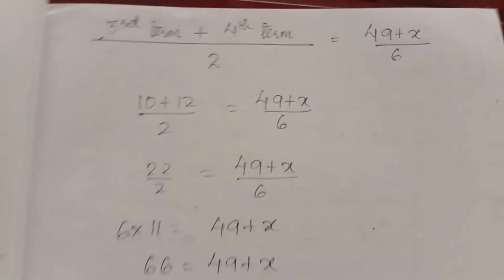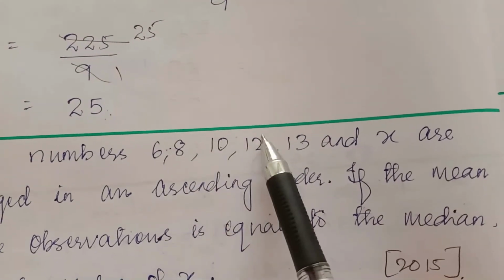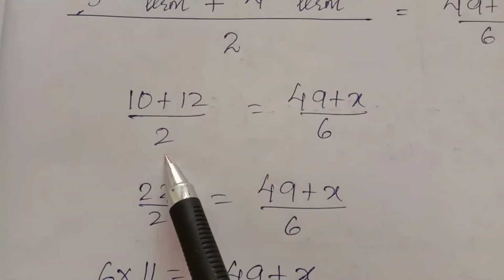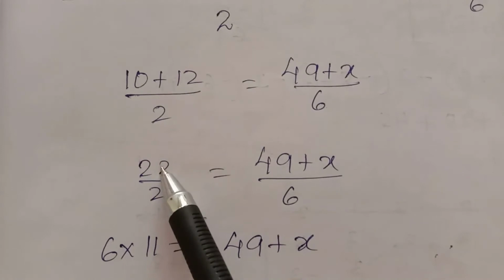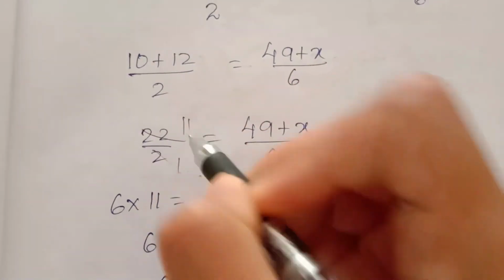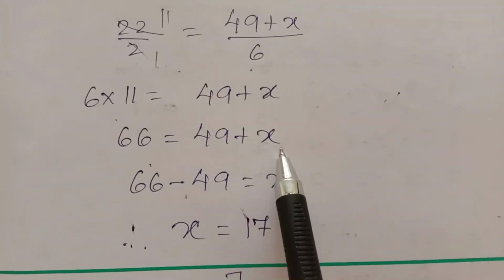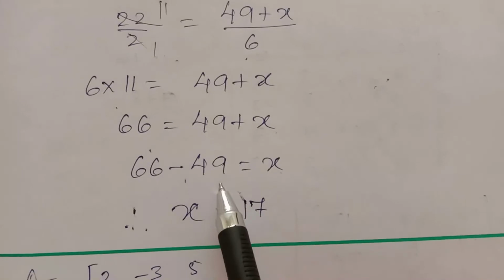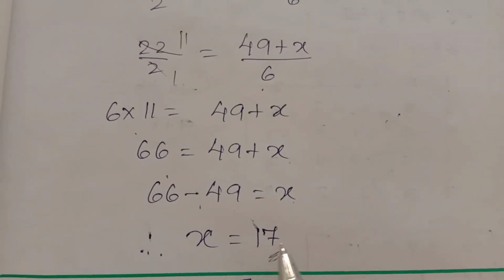Here which one is the third term? 1, 2, 3. This one is the third term and this one is the fourth term. So 10 plus 12 by 2 is equal to 49 plus x by 6. 10 plus 12 is 22, 22 by 2 is 11. Then 11 into 6, 66, is equal to 49 plus x. So x is 66 minus 49, 17. So the answer is 17. x is equal to 17.